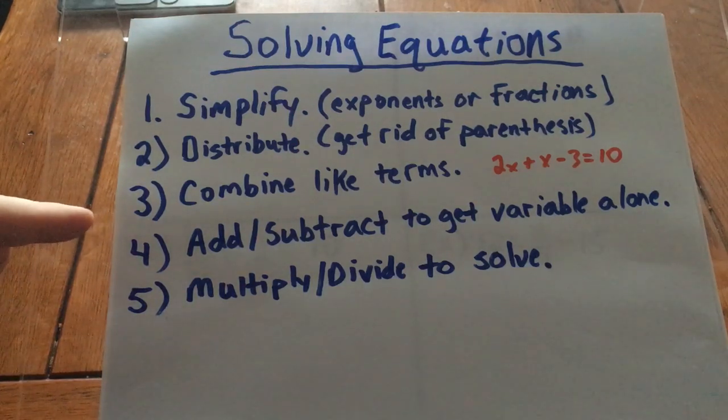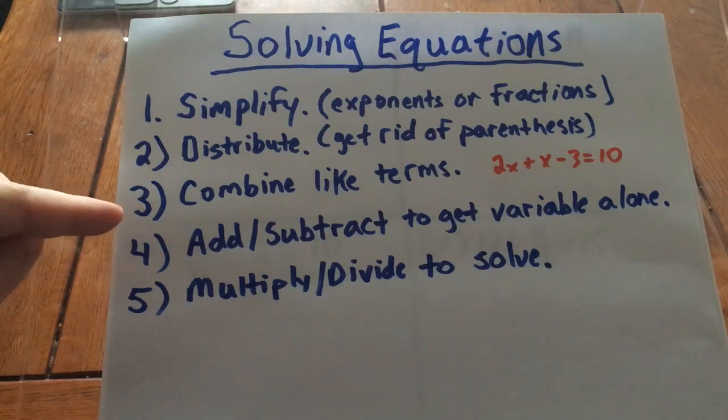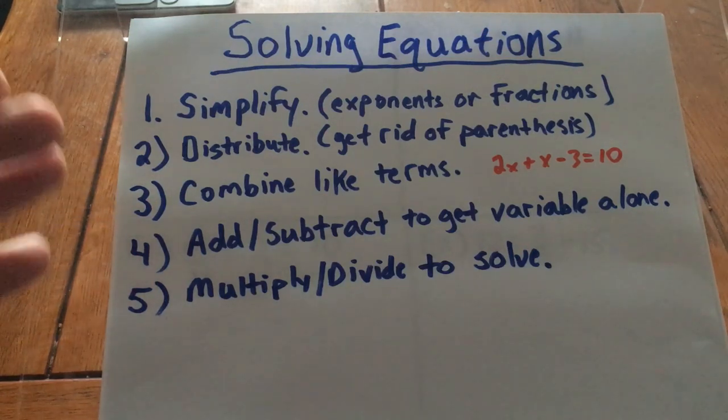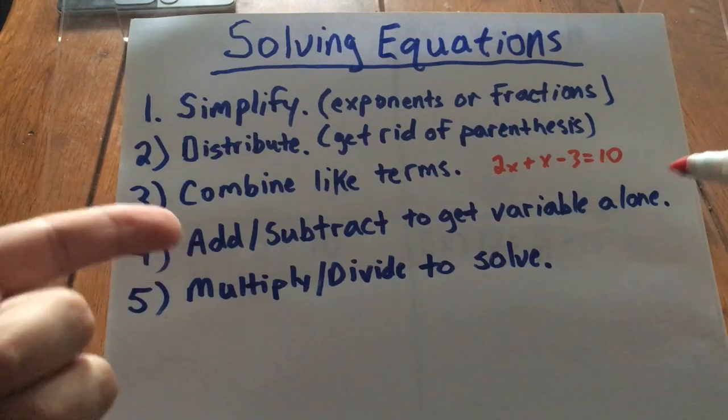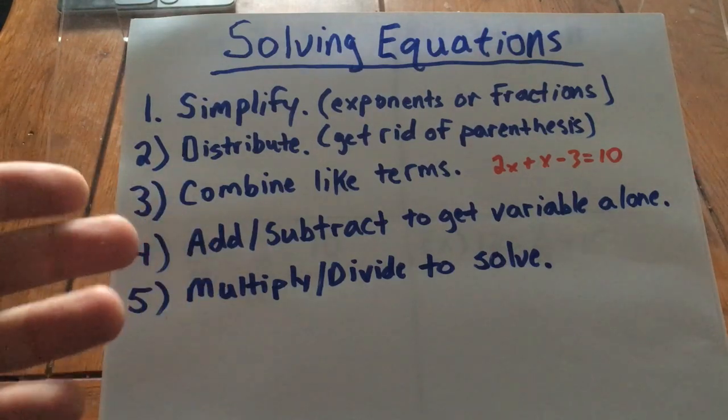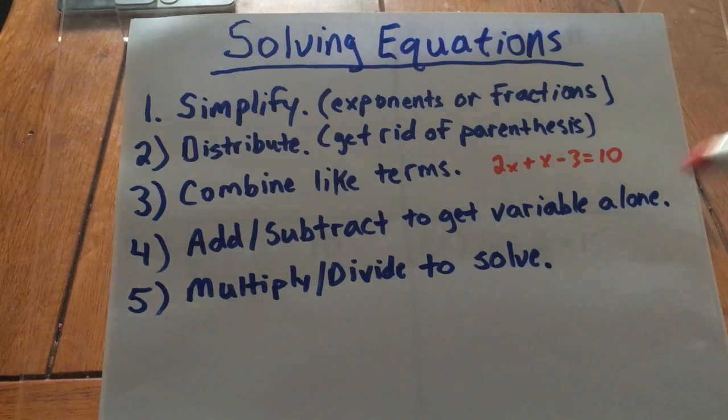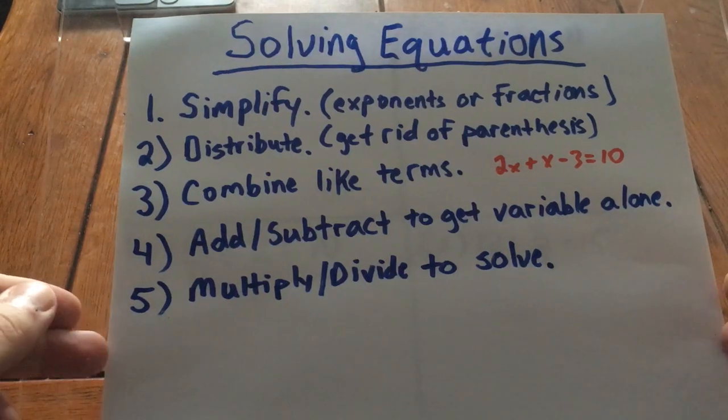The fourth step, and this is the most common step here, is to add or subtract to get our variable alone. So before we deal with the variable and what's being multiplied by the variable, we want to get rid of the stuff that's being added or subtracted to it before we do that. And then the final step is to multiply or divide to solve. Okay, so these 5 steps will basically get you through 90% of the equations that you'll see in algebra if you just ask yourself these questions.